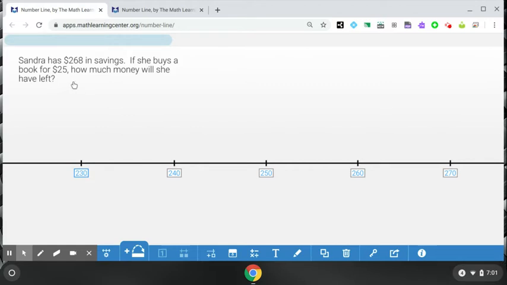We know Sandra has $268 in savings. And 268 is almost 270. So that's why I knew to put that here. And then I put jumps of 10 backwards just to put them there. I didn't have to, but I wanted to put some kind of an anchor number there for us to think about.